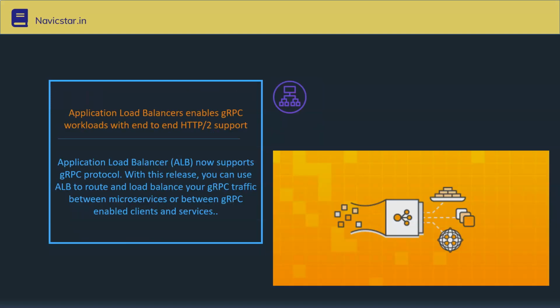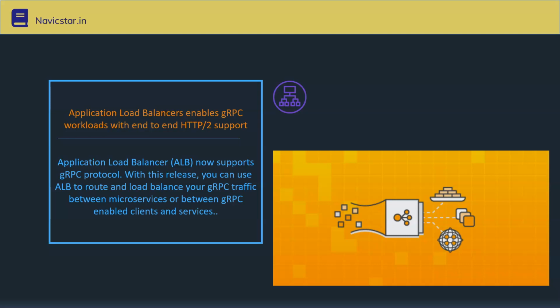The next release is that Application Load Balancer enables gRPC workloads with end-to-end HTTP/2 support. We all know that the remote procedure call workload from Google, gRPC, is supported on the HTTP/2 protocol. It has already been there for a long time.